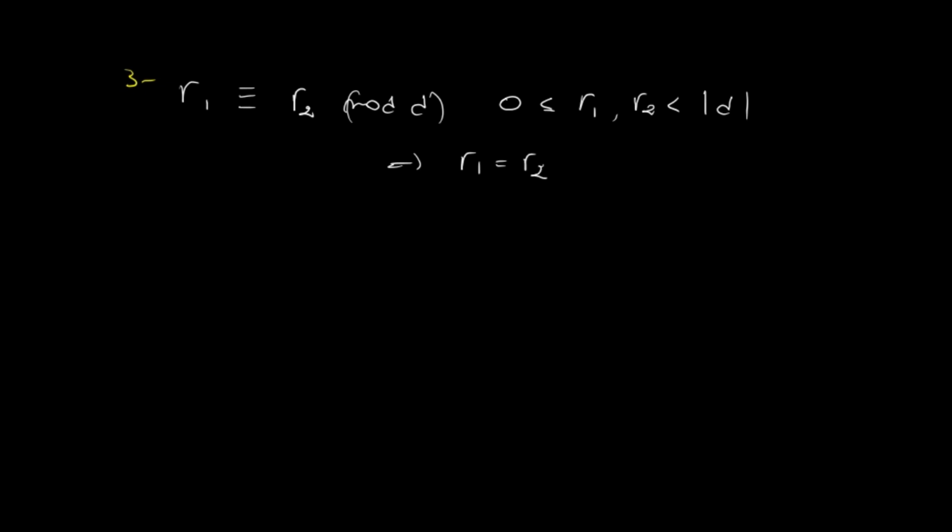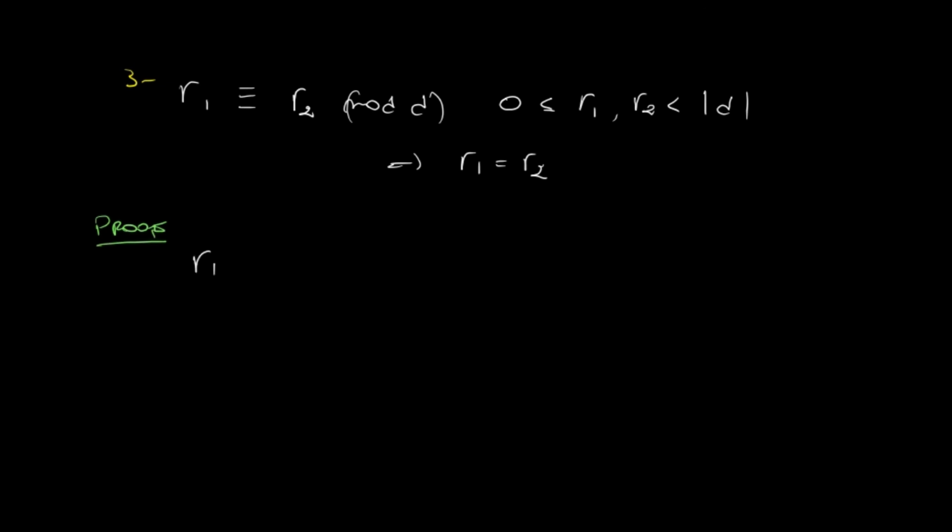The third part in the proposition says that if R1 is congruent to R2 modulo d, with R1 and R2 two numbers between 0 and the absolute value of d, then R1 equals R2. Let's prove this.